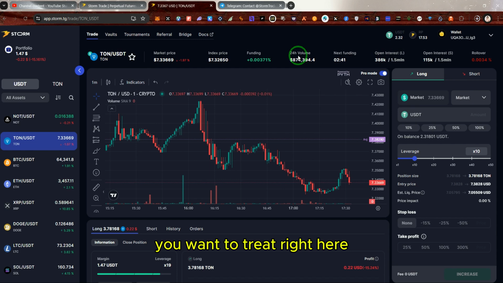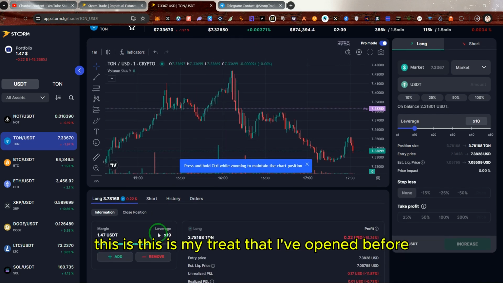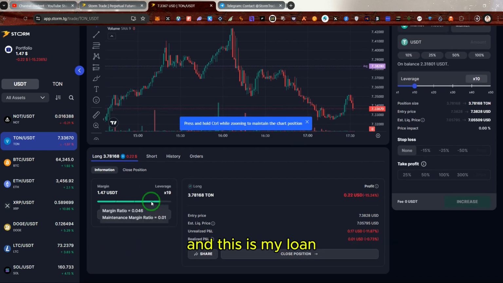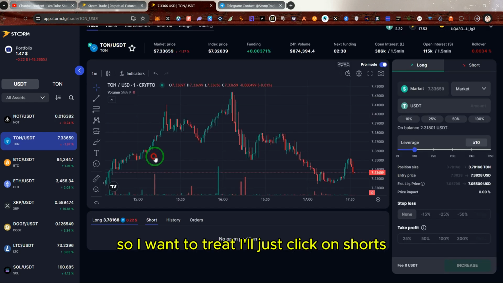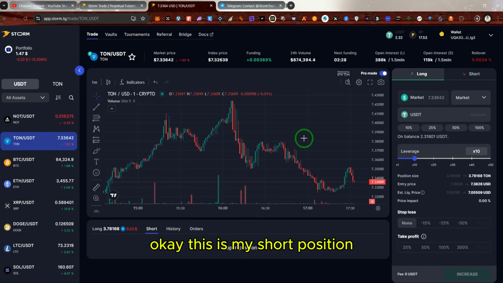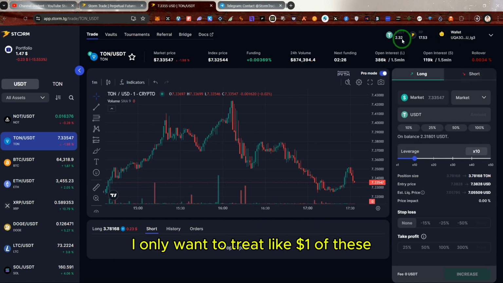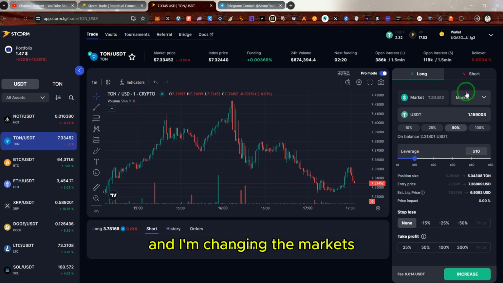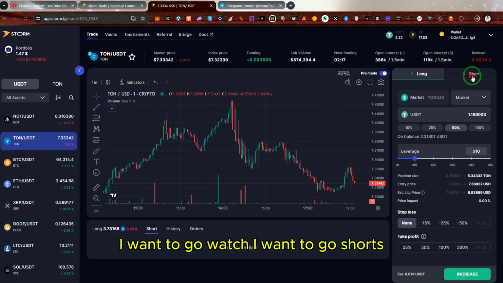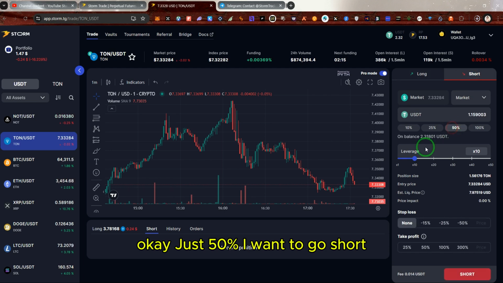You can see now, as I've connected, here's my money and here is others. If you want to trade right here, this is my trade that I've opened before, and this is my long. This is how much I made, now in loss. If I want to trade, I will just click on shorts. This is my short position. Now if I want to trade right now, I only want to trade like $1 of this. That means like 50% of what I have right here, and I'm trading on markets. I want to go short.